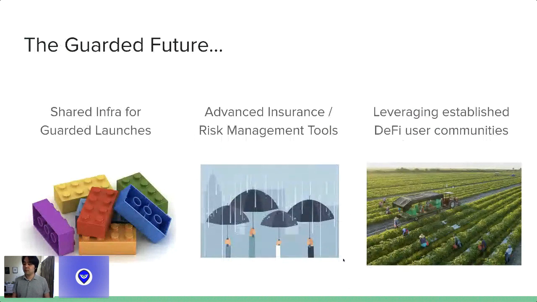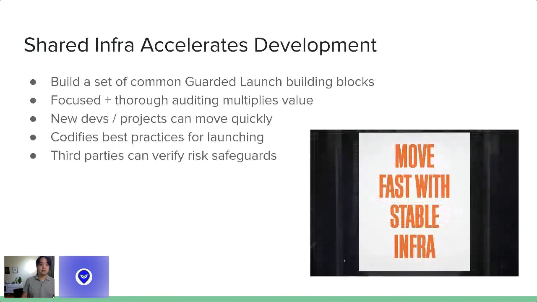So I wanted to spend a little bit of time talking about where I think things go from here, and I'll have three categories to talk about. One is shared infrastructure for guarded launches, and what we might be able to do there. Second is an emergence of advanced insurance and risk management tools. And then third is how we might be able to leverage established DeFi user communities in order to be able to do some of these safer launches. So let's talk about how shared infra might help.